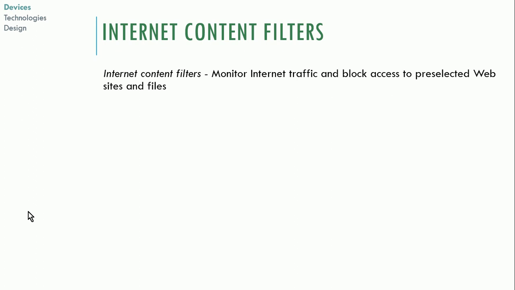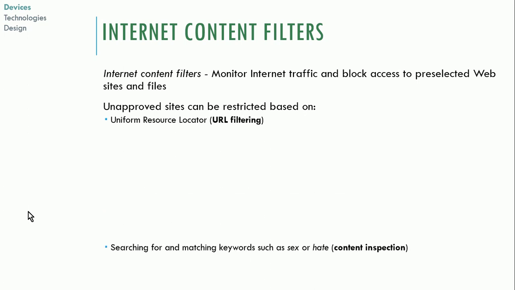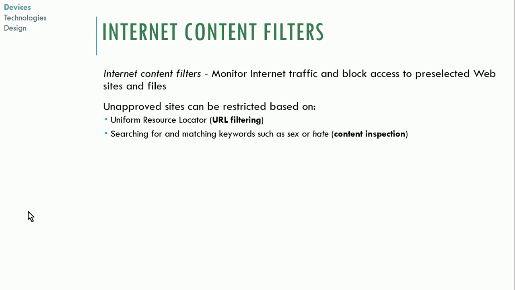The next one is internet content filters, which can monitor internet traffic and block access to pre-selected websites. Again, this is a layer 5 device or an application layer device. Unapproved sites can be restricted based on the URL. They can be restricted based on the content.